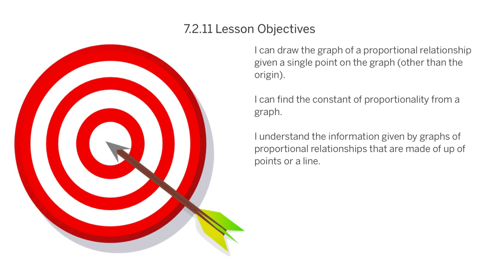These Desmos slides are going to involve drawing a graph of a proportional relationship when you have one point other than the origin, when you can find a constant of proportionality from the graph, and understand the information given by graphs of proportional relationships that are made up of points or lines. That sounds like a lot of information, but really it's coming down to just being able to look at a graph and interpret what the graph means.